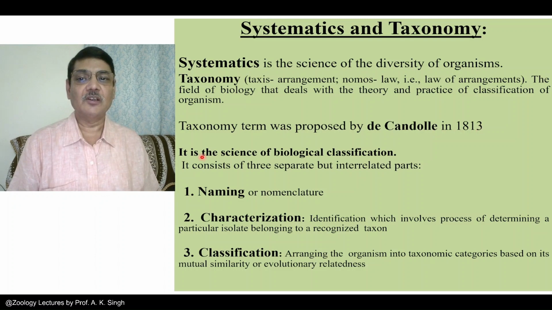It is the science of biological classification. Taxonomy is actually the science of biological classification, and it consists of three major interrelated aspects. The first one is naming, that is nomenclature. You have to first name the animal or plant, whatever organism is there.